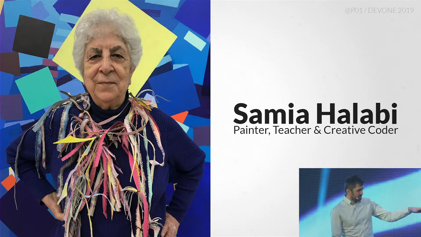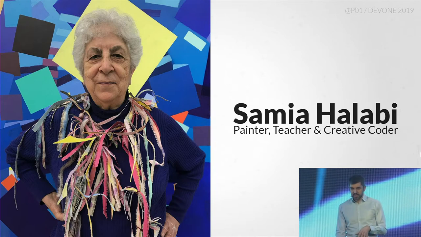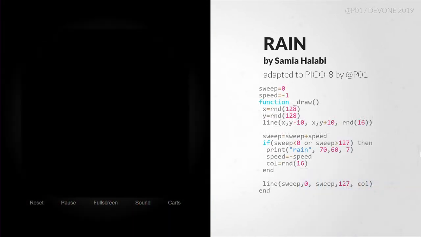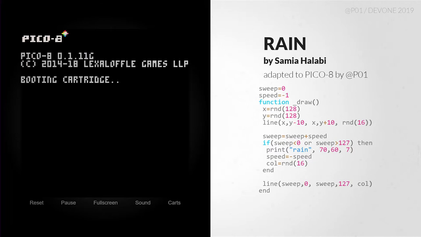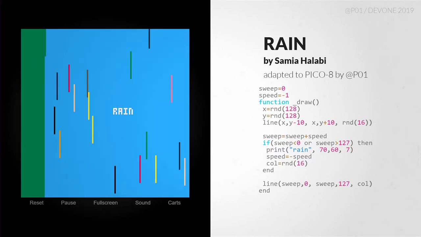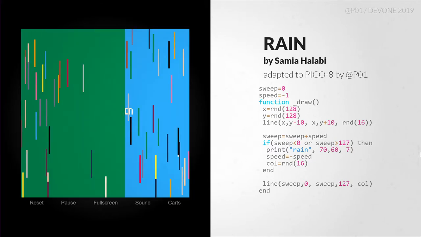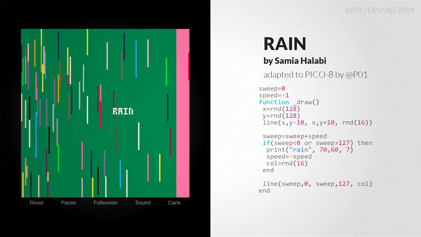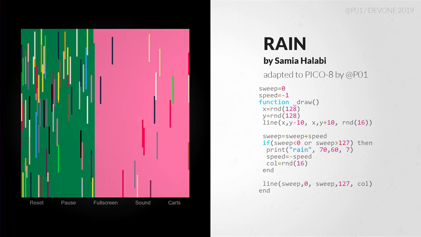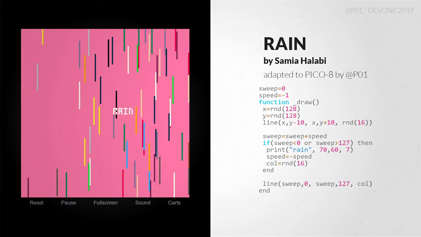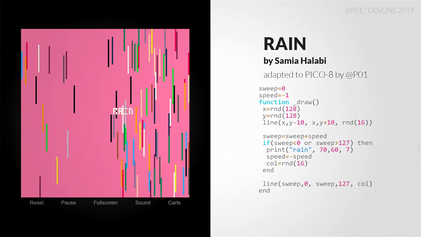I don't have an Amiga or an emulator setup, but for the kids, I introduced them to one piece made by Samia Halabi called Rain. Here I remade it on Pico 8. So you can see the code is very small. It's a really basic concept. Just draw random lines and have something that sweeps around. It's really simple, but it's beautiful, and it's nice.